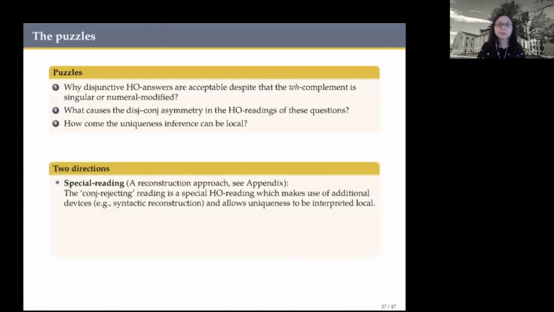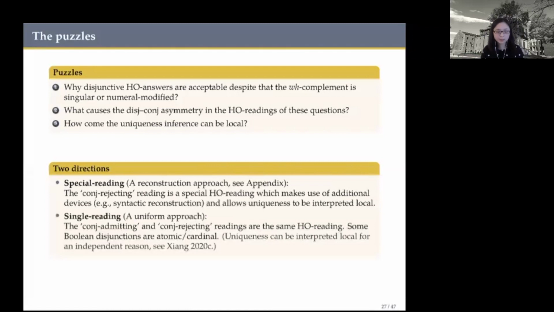To solve this puzzle, there are two general directions. One is the special reading choice. Namely, we treat the reading that rejects conjunctive answers as a special higher order reading, which makes use of additional devices such as maybe syntactic reconstruction, and it allows uniqueness to be interpreted locally. But this is not the option that I will present today.